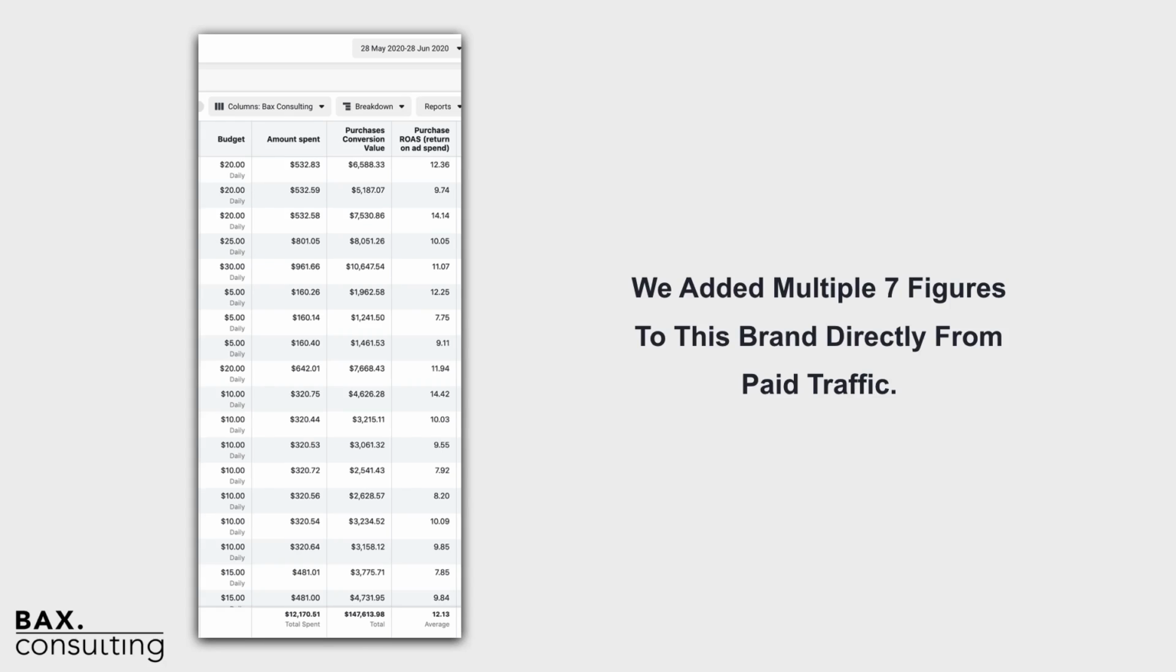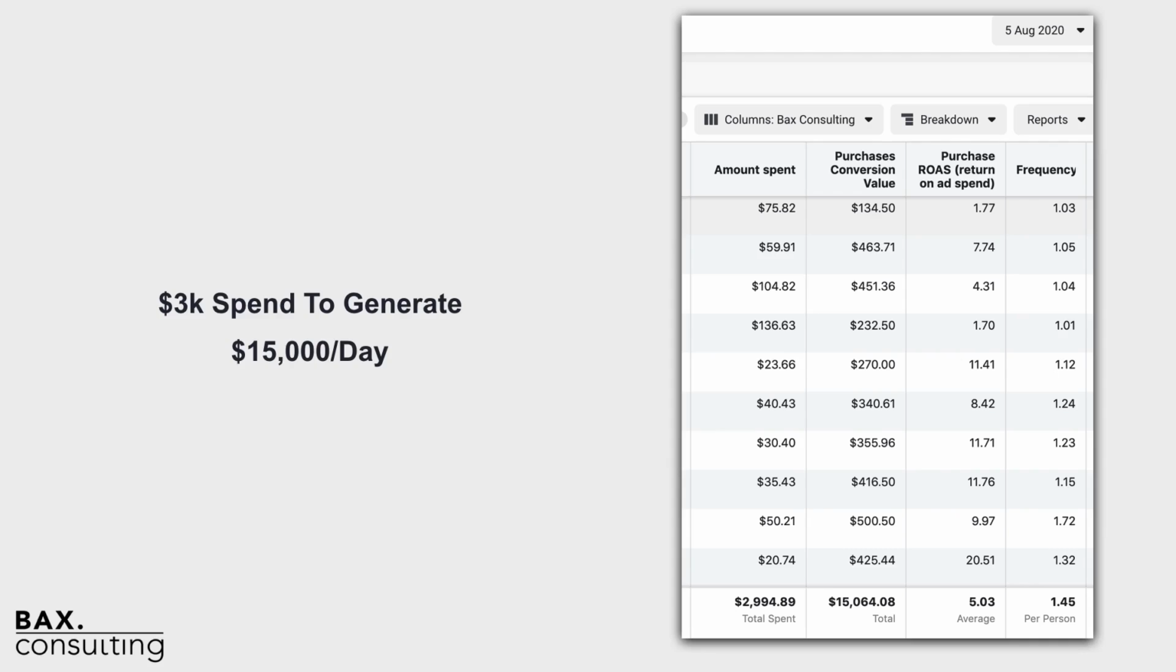So look here, we added multiple 7 figures to this brand directly from paid traffic. So how I say we take e-commerce and info product brands to multiple 7 and 8 figures, we actually are doing this. This isn't, again, any ideas kind of pulled out of thin air or whatever. No, we're genuinely doing this on a day-to-day basis. This is another client where we're spending around $3,000 a day, and we're routinely bringing in around the $15,000 a day mark directly from the ads that we're running, which, in this case, is producing around a 5 ROAS.